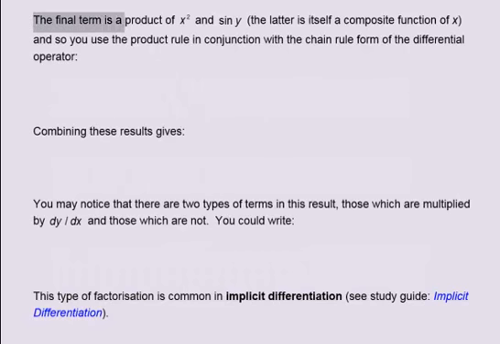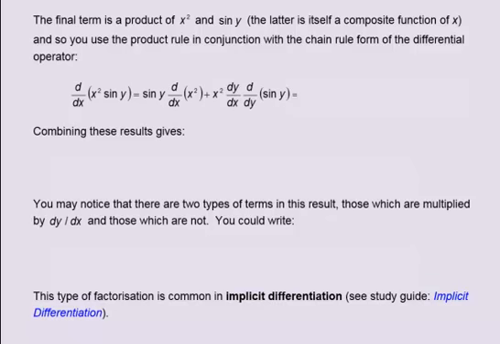The final term is a product of x squared and sine y. The latter is itself a composite function of x, and so you use the product rule in conjunction with the chain rule form of the differential operator. d by dx of x squared multiplied by sine y equals sine y multiplied by d by dx of x squared plus x squared multiplied by dy by dx multiplied by d by dy of sine y, which equals 2x sine y plus x squared cos y multiplied by dy by dx.